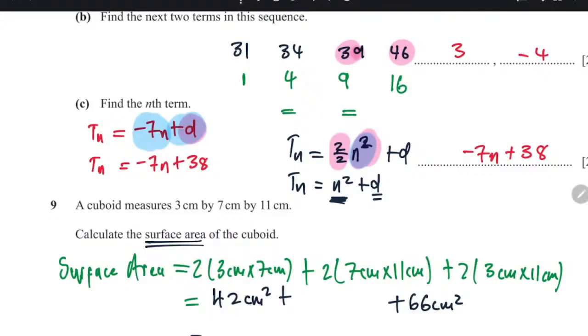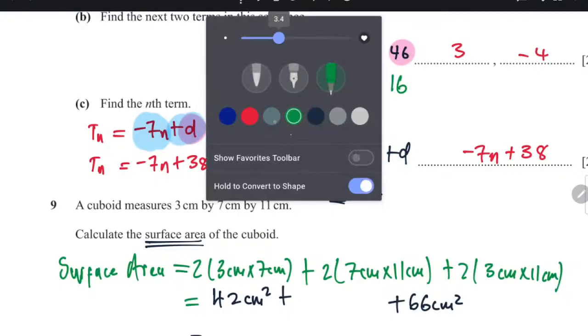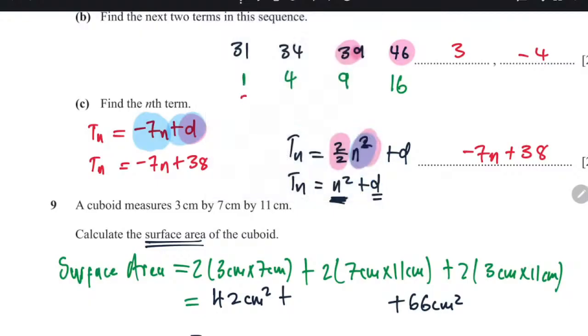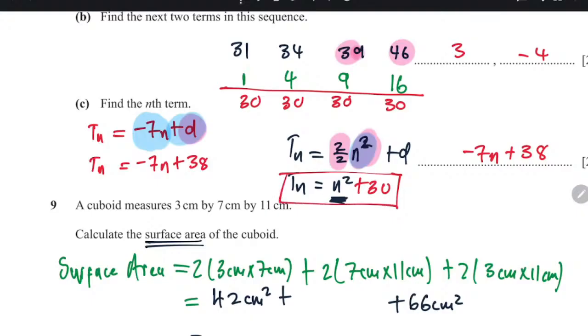And what you see is when you subtract these, if you say 31 minus 1, you get 30. 34 minus 4, 30. 39 minus 9, 30. 46 minus 16, 30. So you keep getting 30, 30, 30 when subtracting, and that becomes the number you come and put here to say plus 30. So it will be n squared plus 30.